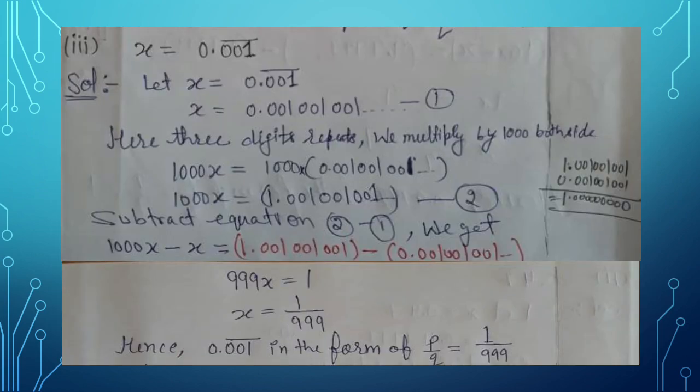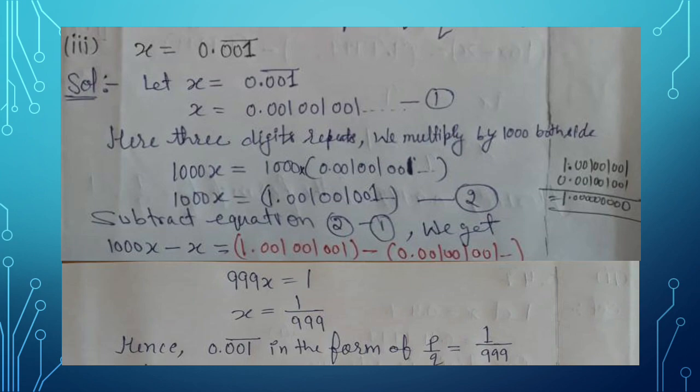Let's take one more case. Third case, that is x is equal to 0.001 bar. Here you can see we have 3 digits under the bar. That means these 3 digits are going to repeat again and again. So when we write it in expanded form, x is equal to 0.001001001. In this way you can write this same 3 digit pattern many times, repeating again and again.